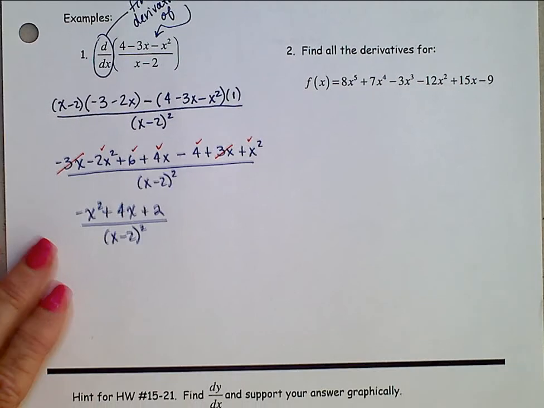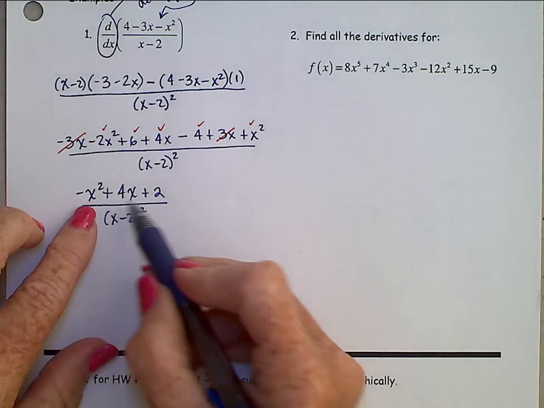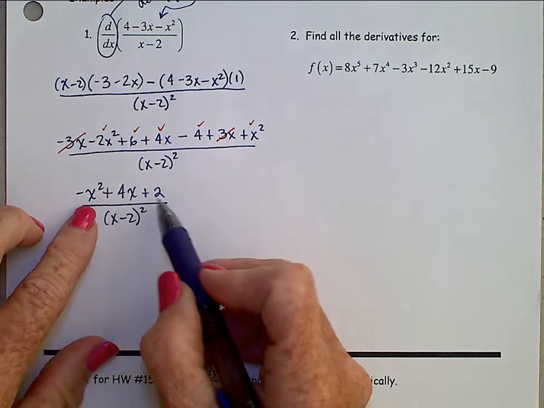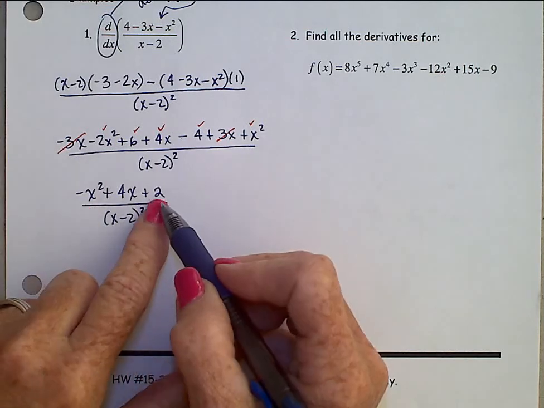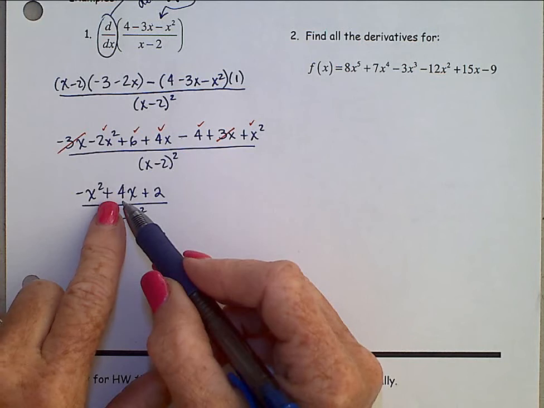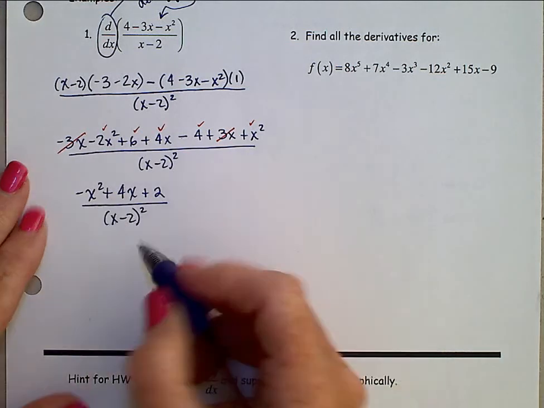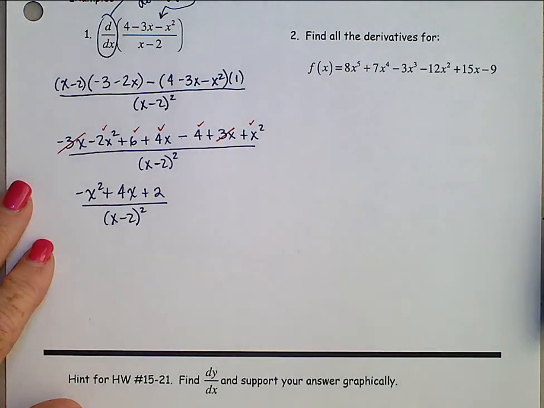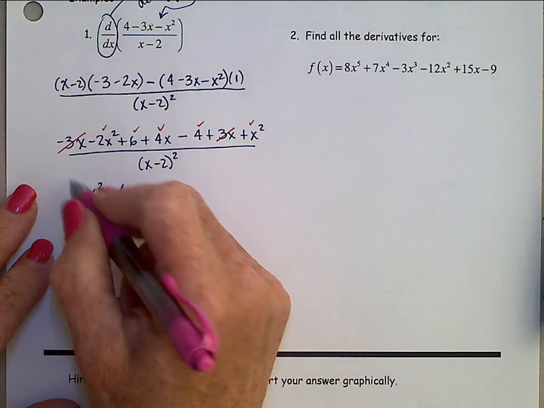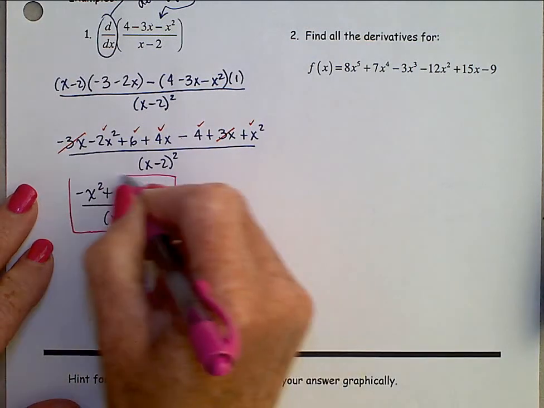And that's it. If we could factor this, we would, but there is no way to multiply two things to get 2 that add up to be a 4. So we're done right here. That is the derivative. Right there.